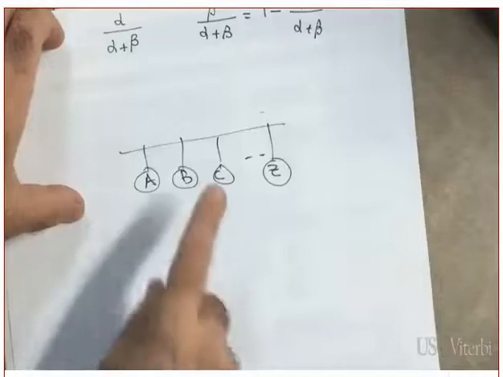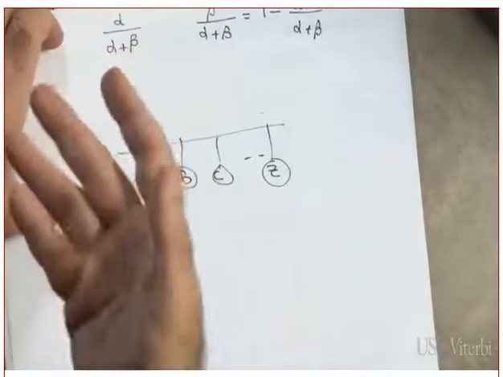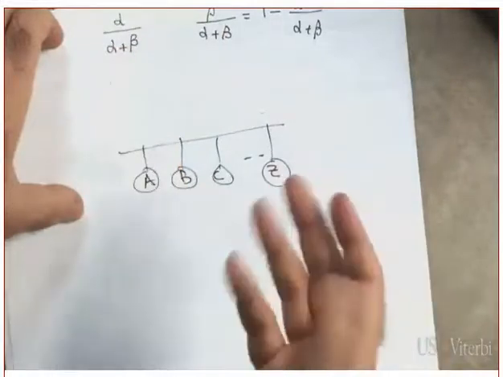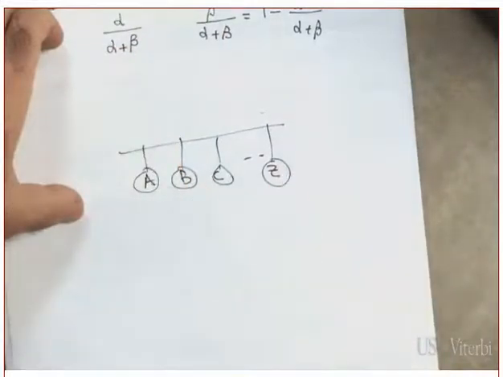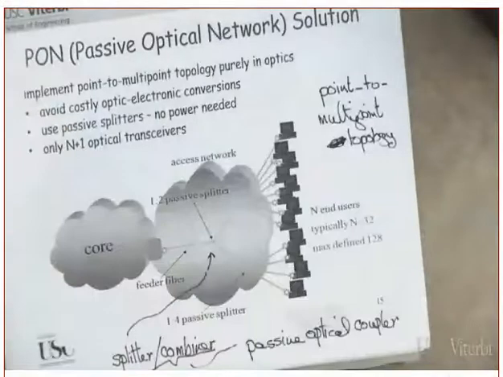Clear? Okay. However, which one will process the frame? Which of these will process the frame? Only B will process the frame, whereas all the rest are going to drop it. Did you get this or not? So how does this one work?